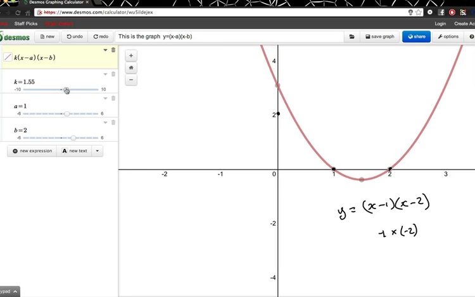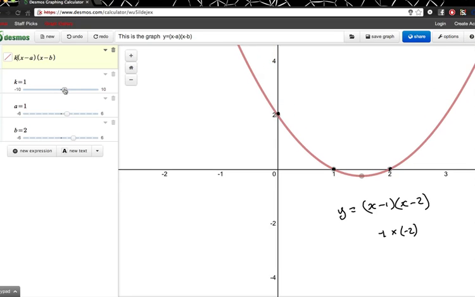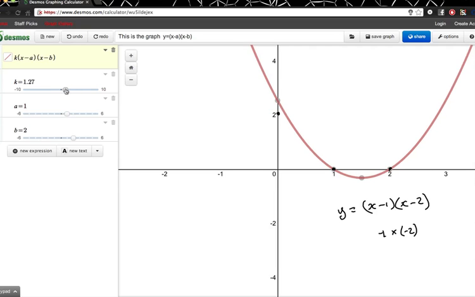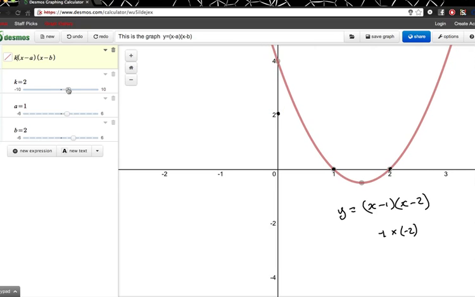Let's slide it back to 1. You'll notice that as the value of k increases from 1, the graph becomes much steeper. Every height in this graph is now being multiplied by 2. So instead of passing through 2, it passes through 4. Obviously, heights of zeros still remain as zeros. There's a point 1, 0 and 2, 0. But this point here, 1.5, halfway between the two values of x, 1 and 2, is at minus 0.5.